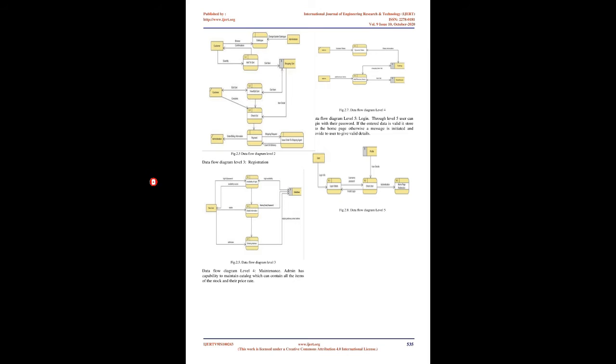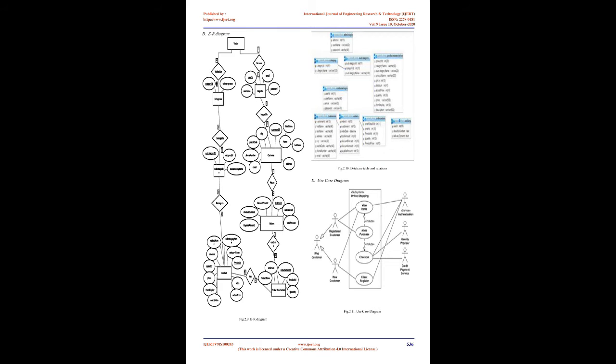Data flow diagram level 2. In this level the customer can browse the catalog, add and remove items in their cart and make an order. After selecting their cart they can also check out and confirm the order. Data flow diagram level 3. Registration. Data flow diagram level 4. Maintenance. Admin has the capability to maintain the catalog, which can contain all the items of the stock and their price rate.